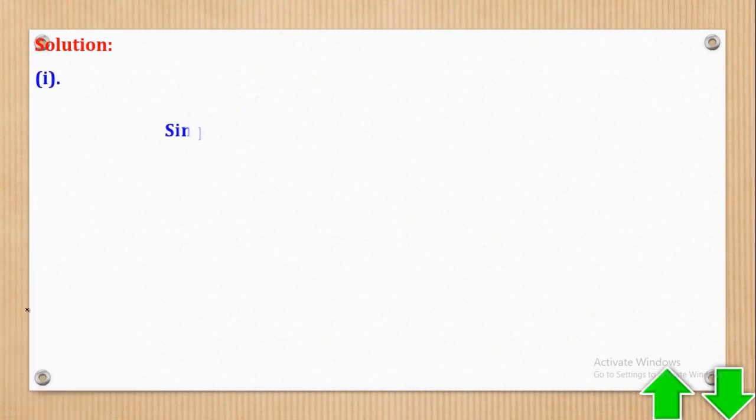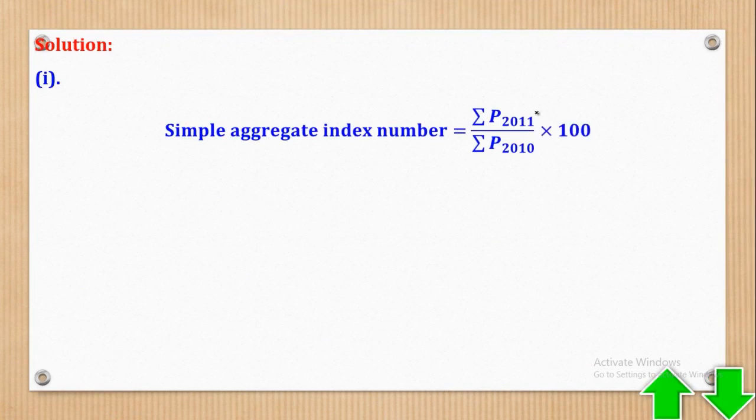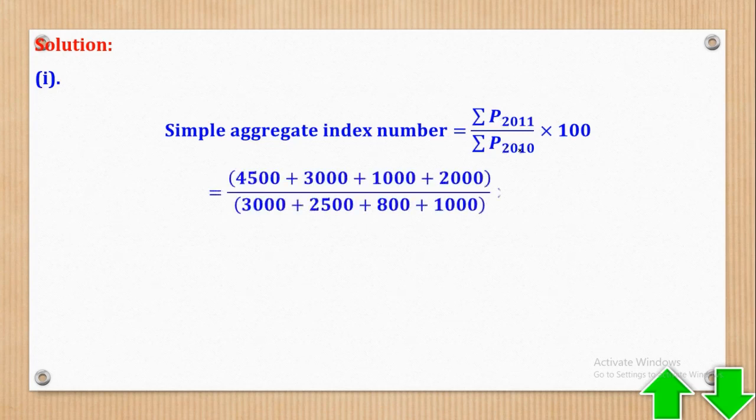So the first thing to do is to quote the formula. In this case, the current year is 2011 and the base year is 2010. So you are going to sum up all the prices in 2011 and all the prices in 2010, divide by all the prices in 2010, then you multiply by 100. So these brackets are very, very vital.